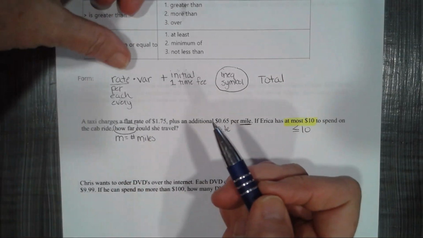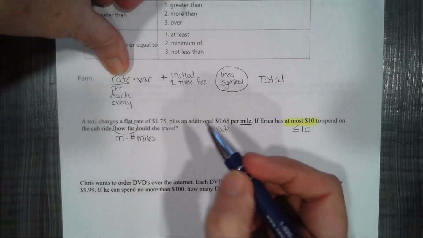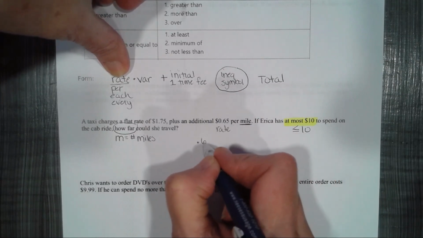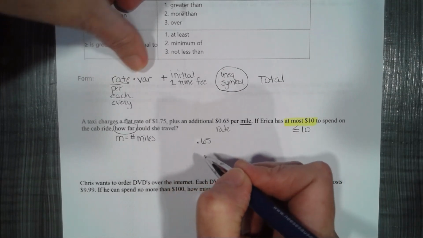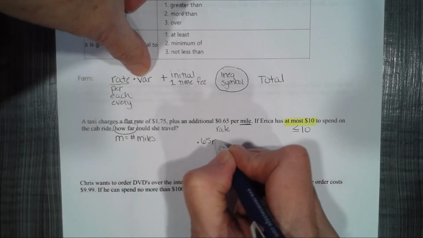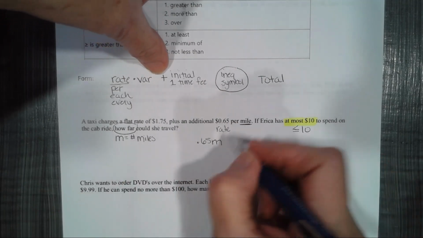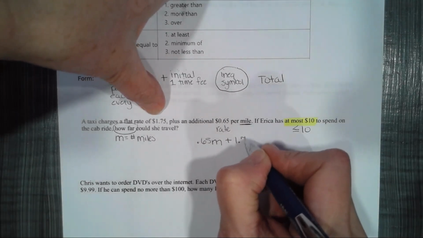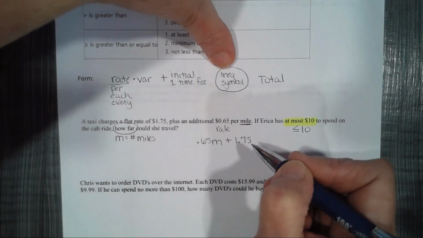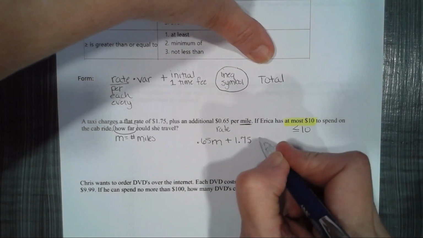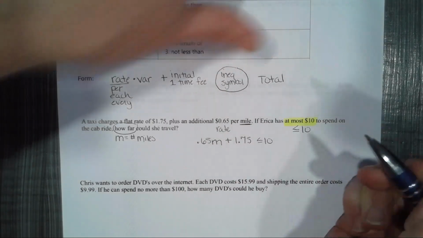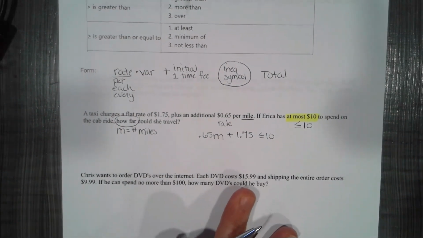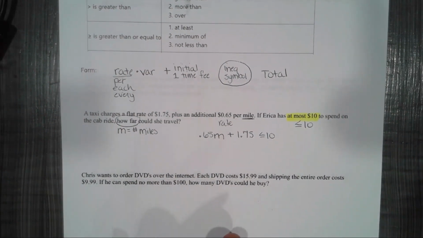So now let's put it all together. Okay, and let's make sure right up high because we got to solve this. So my rate is 0.65, 65 cents. My variable is miles, so we're multiplying by miles. We're going to add our flat fee of $1.75, and then comes the inequality symbol with the total, which is less than or equal to 10. So y'all, this is your inequality. Now we need to solve it in order to answer the question properly.